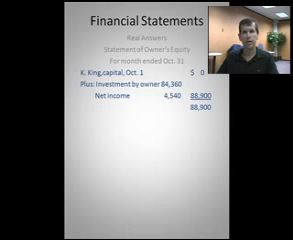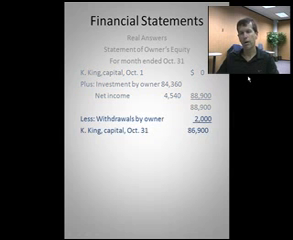Then net income, we said, increases the business. Well, what's the opposite of net income? It'd be net loss. And obviously we didn't have a net loss in this case. You can't have a net income and a net loss. So the next part of our statement of owner's equity will just be the $2,000 withdrawal that King made in the business during the month of October. That decreases ownership. So notice I subtracted the $2,000 from the $88,900 to get ending capital or ending ownership of $86,900. And that's it for the statement of owner's equity.